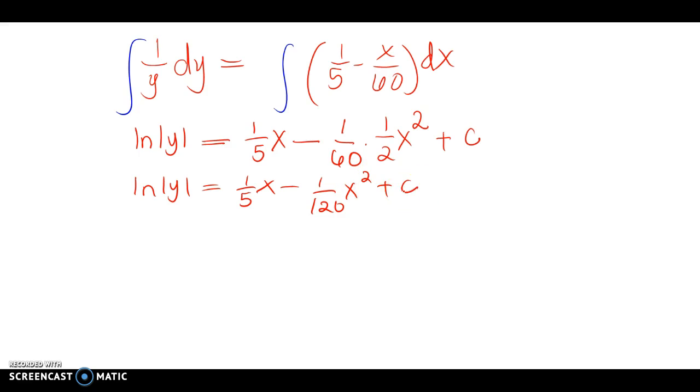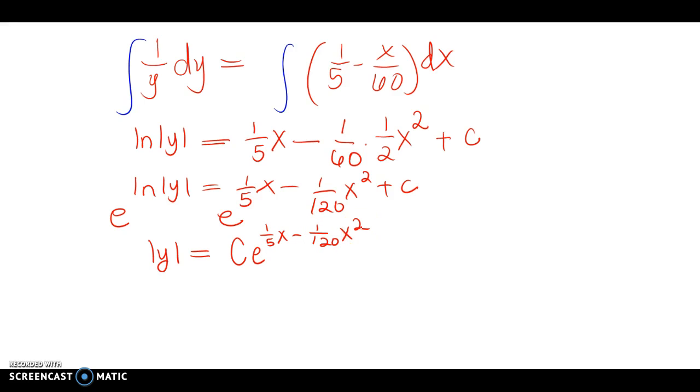My advice in this particular problem, and generally speaking, is to isolate y so that things can really simplify over here on the left. To isolate y here, we'll exponentiate both sides of the equation. That leaves us with the absolute value of y equal to our good friend Super Charlie, e to the 1/5 x minus 1 over 120 x squared.